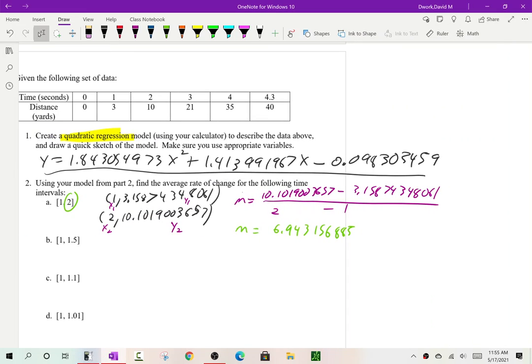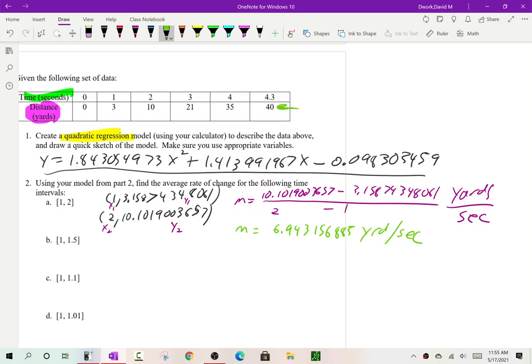Okay? So that's kind of cool, right? But what does it mean? What did we just find? Let's put some units on this. What was my output? My output was describing distance measured in yards. So this numerator would have been 10.10 blah blah, minus 3.15 blah blah, yards per. Now the denominator was time measured in seconds. So this would be 2 seconds minus 1 second, which gives me seconds. So therefore, my units would now be yards per second.